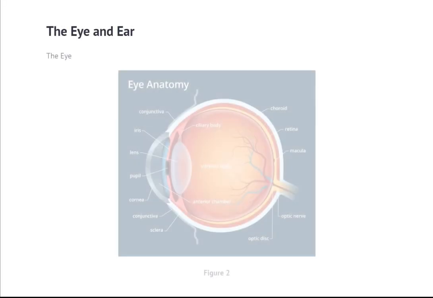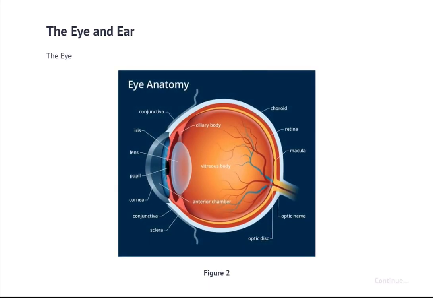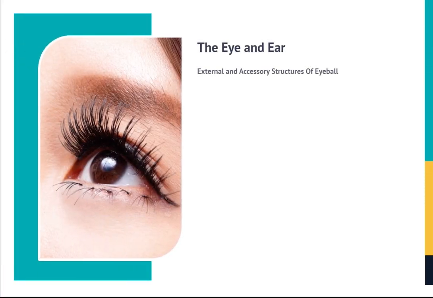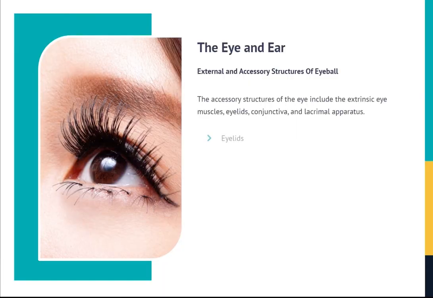The eye and ear. The eye. Figure 2. We can explain eye anatomy in 2 parts: external and accessory structures of the eyeball, and internal structures. The eyeball. External and accessory structures of the eyeball. The accessory structures of the eye include the extrinsic eye muscles, eyelids, conjunctiva, and lacrimal apparatus.